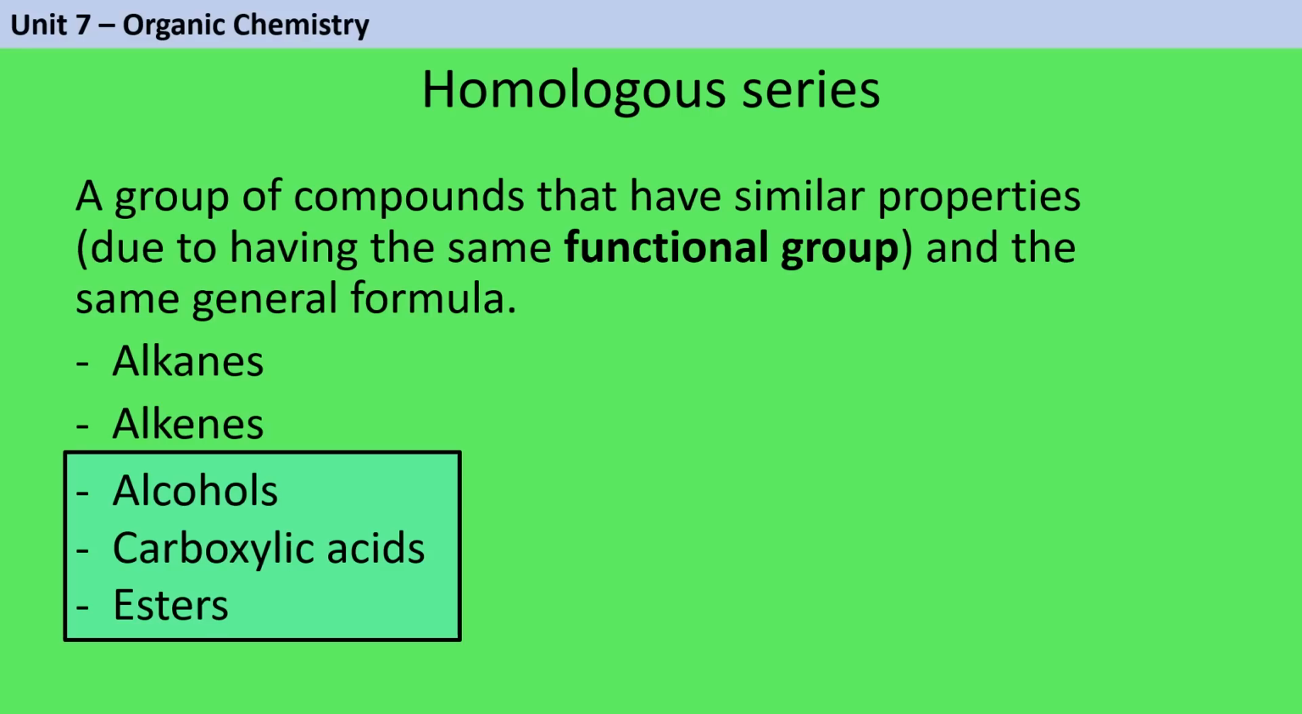Alkanes are an example of a homologous series, which is a group of compounds that have similar chemical properties because they have the same functional group, and they also have the same general formula. If you're taking combined science, then you need to know about alkanes and alkenes, and if you're taking triple science, you also need to know about alcohols, carboxylic acids, and esters.